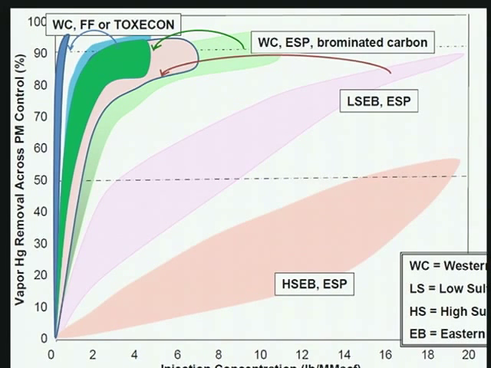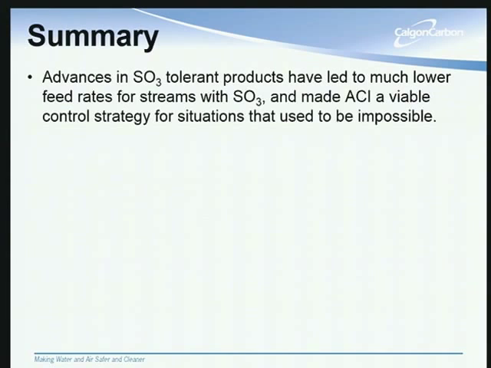But at the same time, consider that if we make this group treatable, and we are, now we're able to treat situations with activated carbon that before we couldn't have. So that will add a little bit to the overall picture. So I'll just leave you with that to chew on. And so to summarize, I hope I made my point that advances in SO3 tolerant products have led to much lower feed rates for streams that have SO3. And furthermore, ACI is now possible in many situations with SO3 where before it wasn't possible at all.